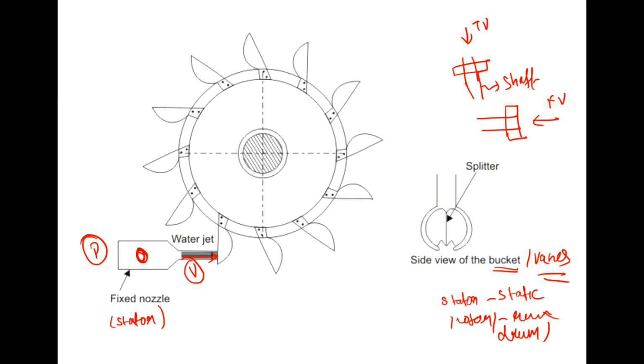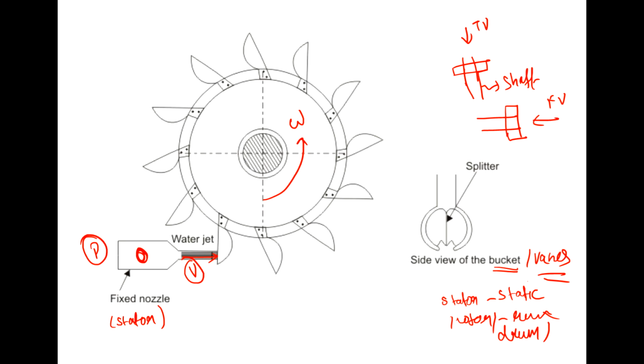With high velocity, the fluid is going to hit this particular vane, and due to that there will be momentum exchange, and due to momentum exchange this starts to rotate with an angular velocity omega. So that is the concept, very simple concept.